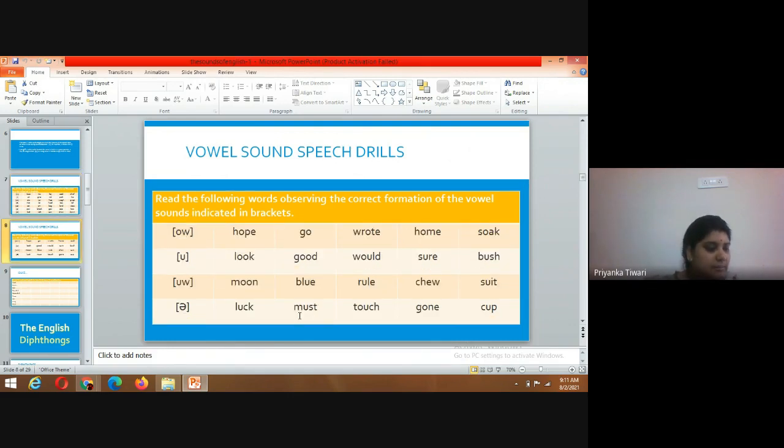We can simply say this about the sounds: some are fricative and plosive sounds, and the nasal cavity. Now the sounds in how, go, road, home, so, look, good, wood, shore, bush, moon, blue, rule, chew, suit, and luck, must, touch, gone, cup.